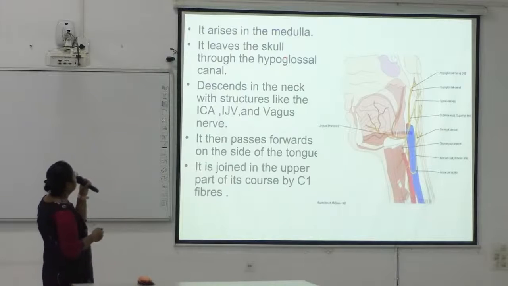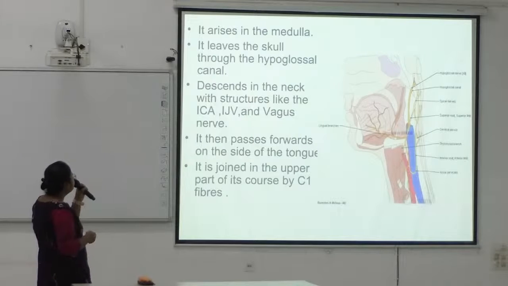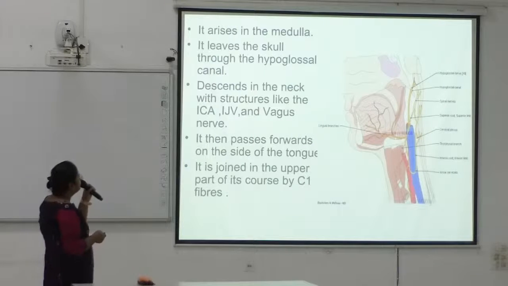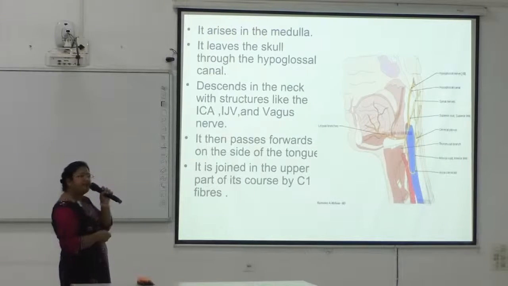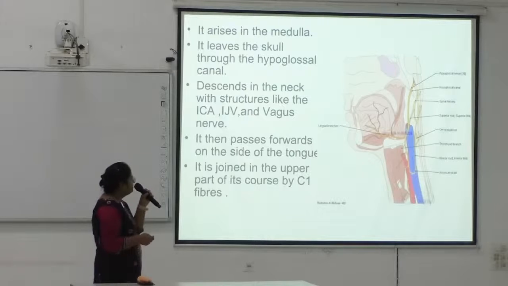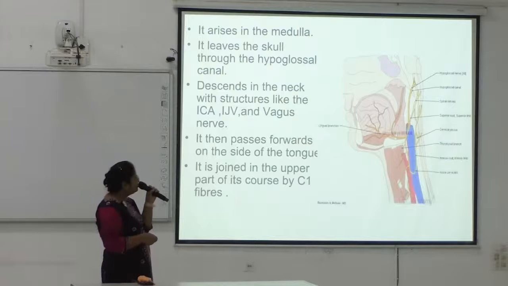It arises in the medulla and leaves the skull through the hypoglossal canal and descends in the neck, close to the internal jugular vein and the vagus nerve. And it is joined in the upper part by C1 fibers. Here, this is the course of the hypoglossal nerve. Okay. The fibers are joined, and they take part in the formation of the ansa cervicalis.